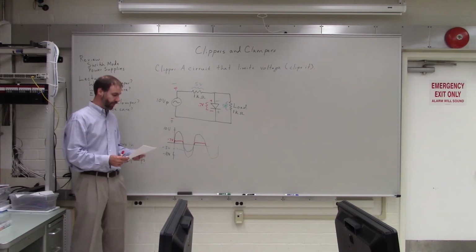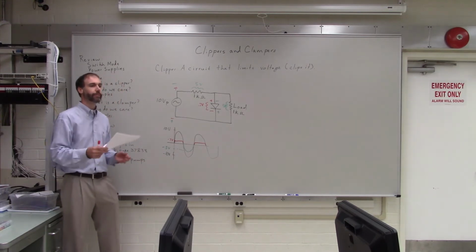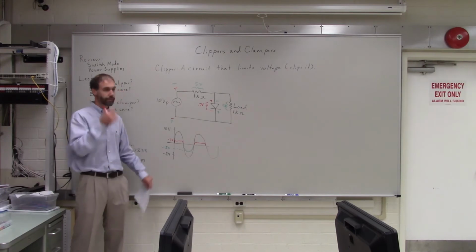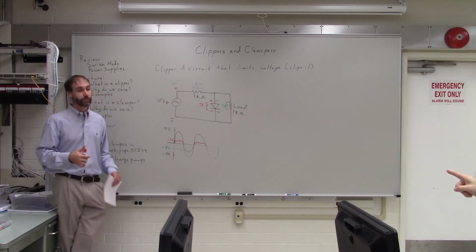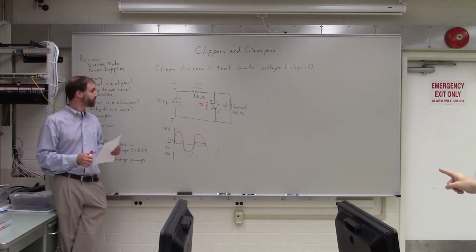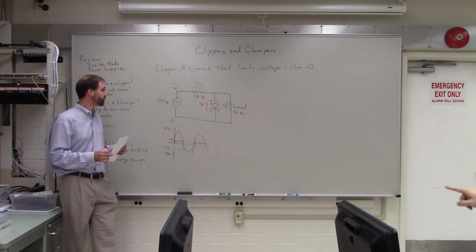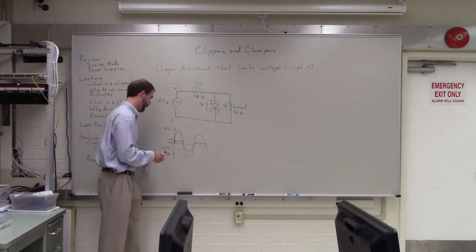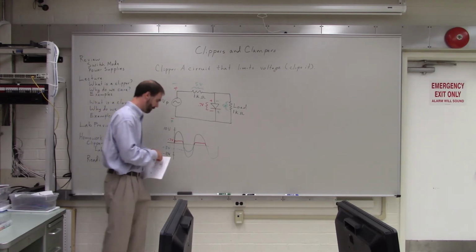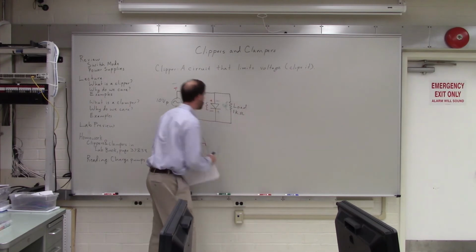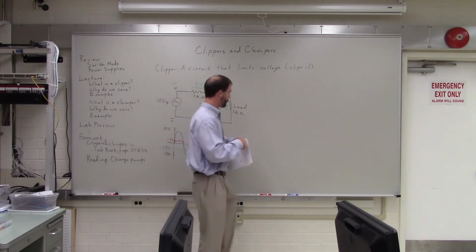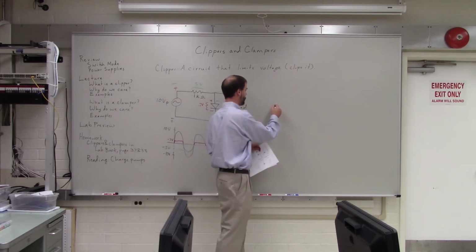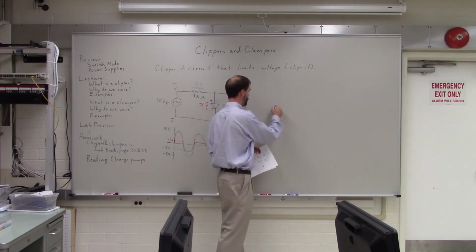So you could also, yeah. This is a question. If you put another diode in between those two in parallel, facing the other way, would it clip the negative voltage as well? Yeah, it would. So let's look at that case.